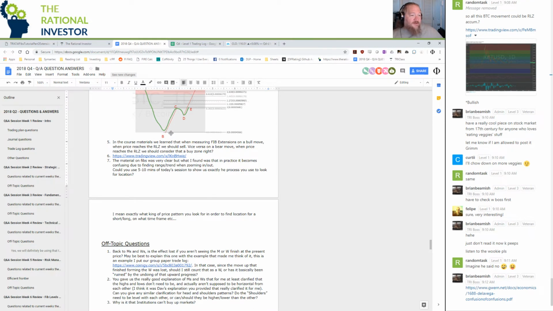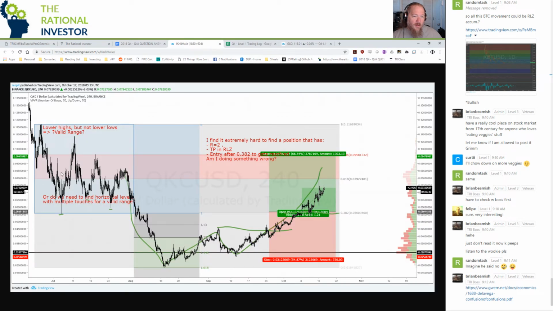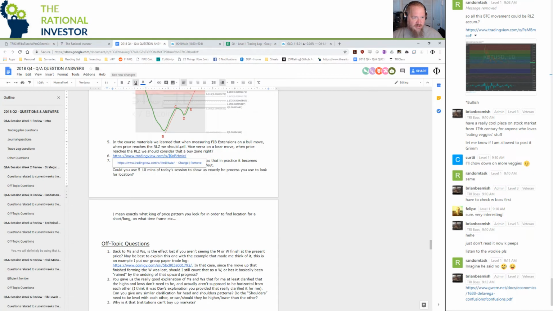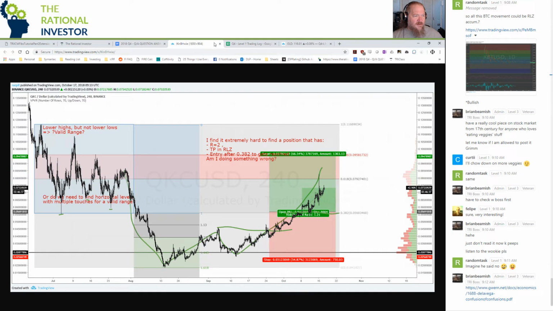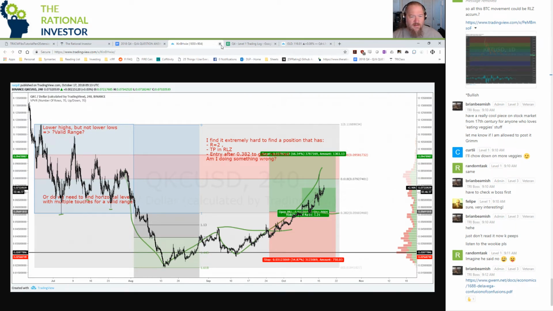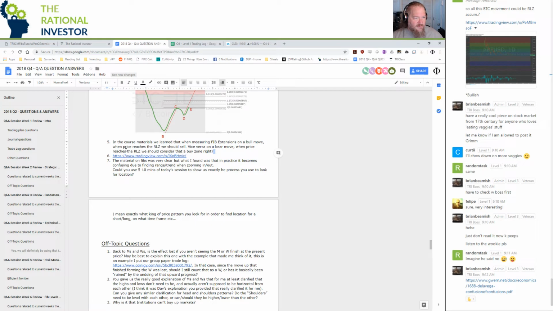In the course materials, we learned that when measuring fib extensions on a bull move, when price reaches the RLZ, we should sell. Vice versa, on a bear move, when price reaches RLZ, we should consider that a buy zone. Well, we're talking about fib retracements when we're talking about RLZs, not extensions. Is 6 a separate question? All right, I'm a little confused where these two things are related.